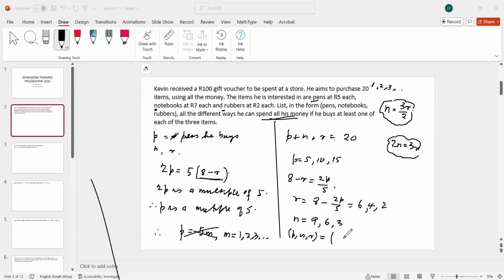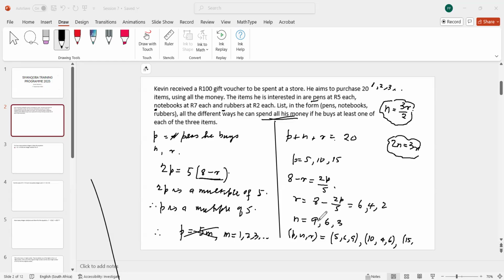Right? We have P is 5, and 6, and 9. That's 1. Then when P is 10, you have R is 4, and N is 6. And finally, when P is 15, R is, oh, I'm sorry, N, it should be the other way around.